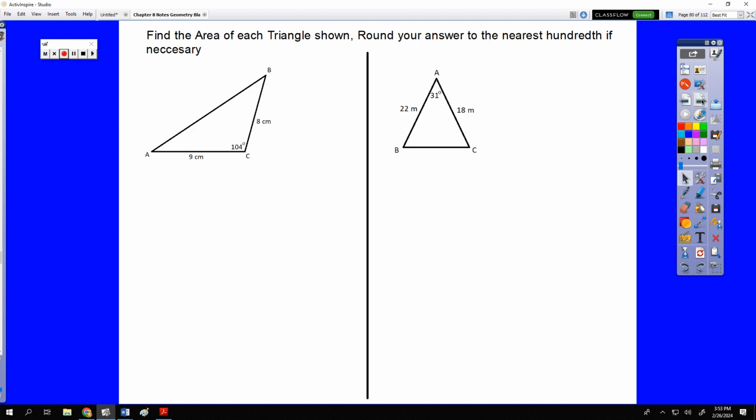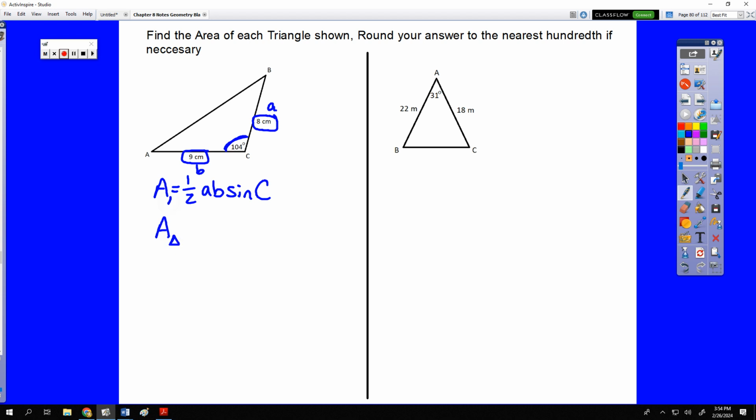So here we're told to find the area of each triangle shown, and we're supposed to round our answer to the nearest hundredth if necessary. Now again, look at what you are given here. You are given two sides and an included angle, the angle in between them. Now the angle that we're given is angle C. So technically, the equation we would be using is 1/2 little a little b times the sine of angle C. But the letters are unimportant. They're variables. They could be changed. It wouldn't make any difference at all. We do 1/2 times the product of the two given sides times the sine of the included angle.